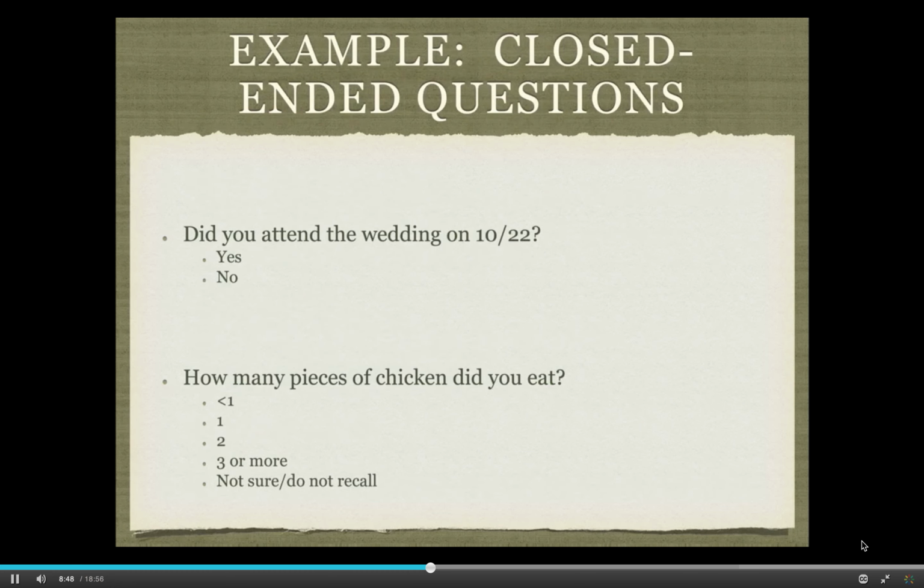So an example of some close-ended questions would include, did you attend the wedding on the 22nd of October? And the options are yes or no. How many pieces of chicken did you eat? Less than one, which is zero or half of a piece of chicken, one piece of chicken, two pieces of chicken, three or more, or you're not sure or you do not recall. And these are good options to include. You're not sure or do not recall, because you cannot anticipate that every question that you ask, your participants would recall the answer or the situation that they had experienced during that time you are questioning them about.